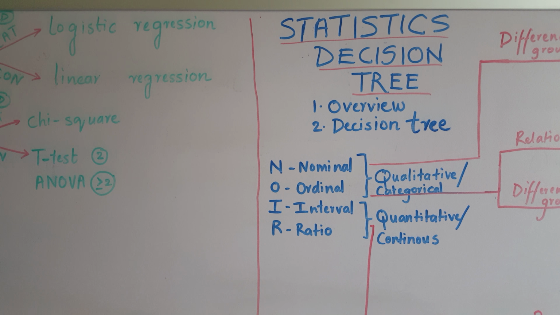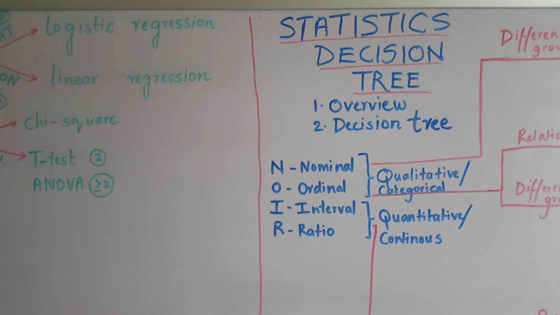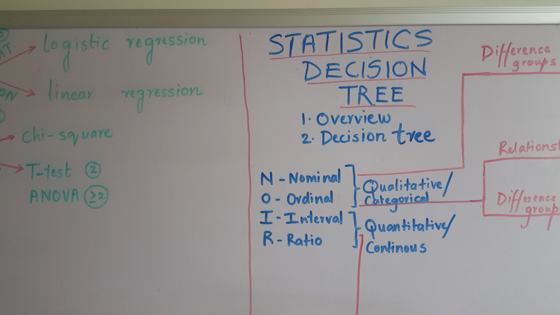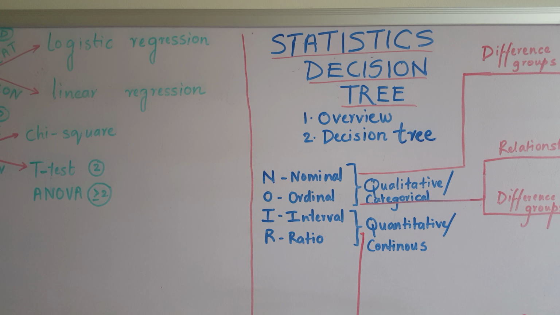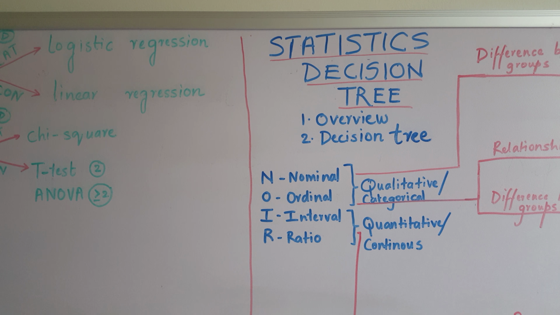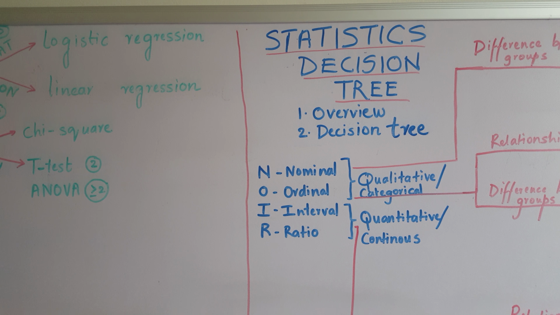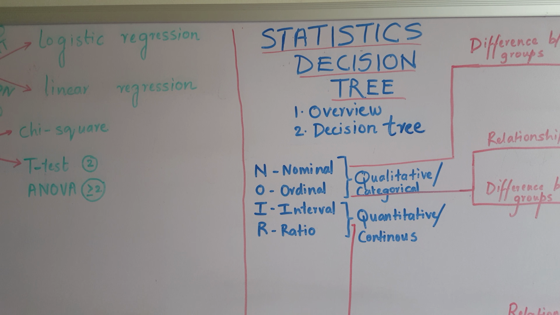Hi, before we move on to the statistical decision tree, let us quickly have a short overview of the types of data. We have nominal, ordinal, interval, and ratio data. The first two are sometimes also known as qualitative or categorical data, and interval and ratio is also called quantitative or continuous data.